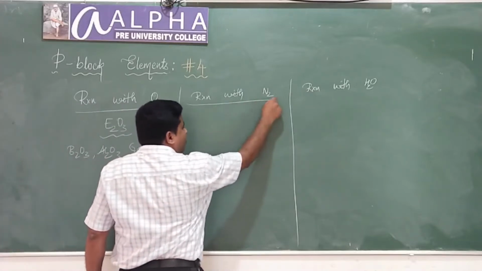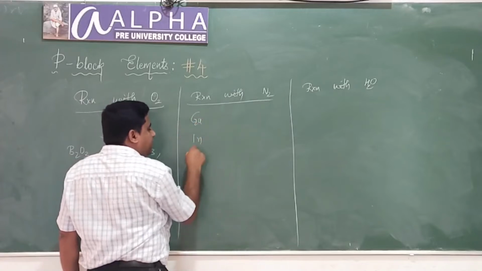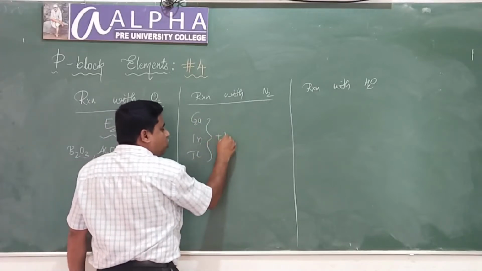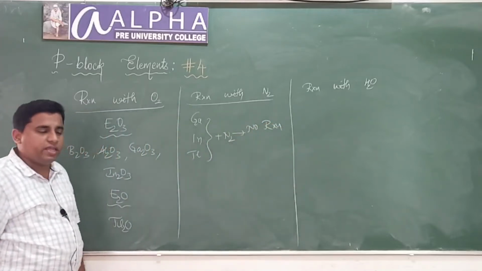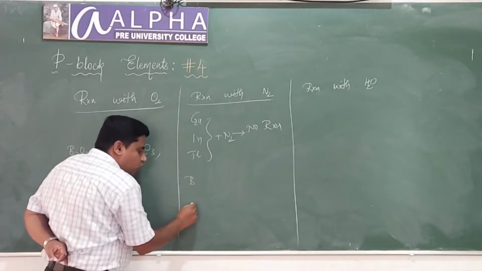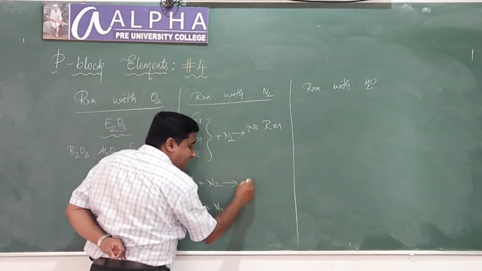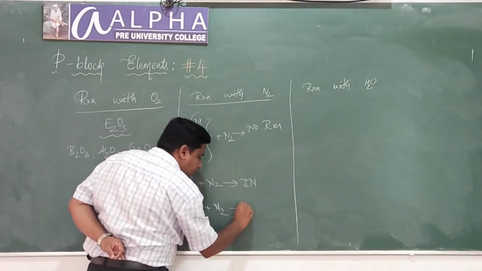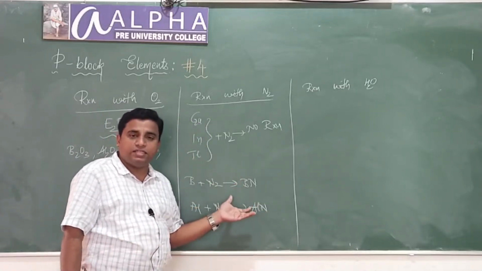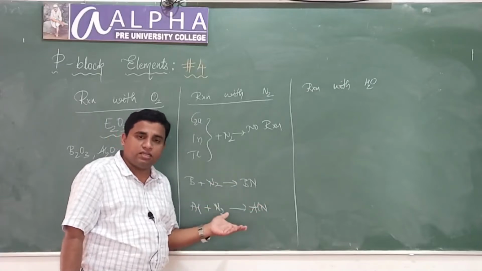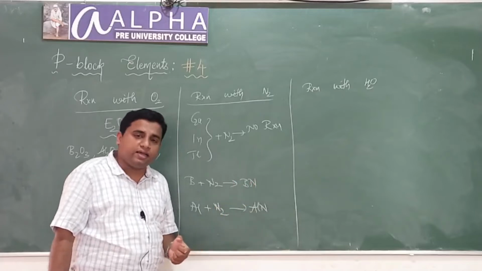Next, what about the reaction with nitrogen? I have told you that gallium, indium, thallium do not react with nitrogen. Only boron and aluminium react with nitrogen of the air to form nitrides of the type BN and AlN. What happens when these nitrides are hydrolyzed? They liberate ammonia gas, correct? And I've told you if boron nitride molecules come together, they form inorganic graphite.